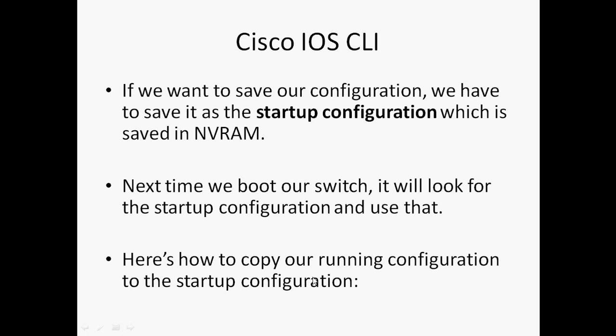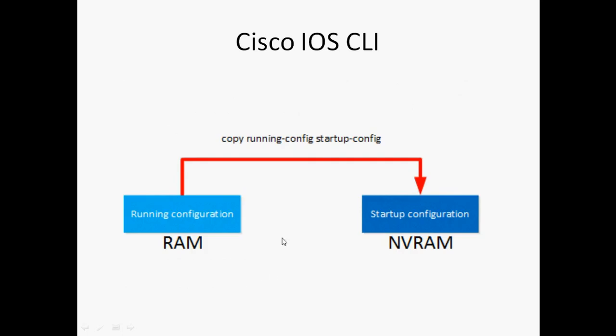Here, how to copy the running configuration to the startup configuration. In privilege mode, you have to give copy running-config startup-config. This is the syntax for copying the running configuration to the startup configuration. The running configuration is present in RAM, which is a temporary storage, and the startup configuration is a permanent storage stored in NVRAM. We can give the write command also. That is an old command, but it is still supported on Cisco IOS.